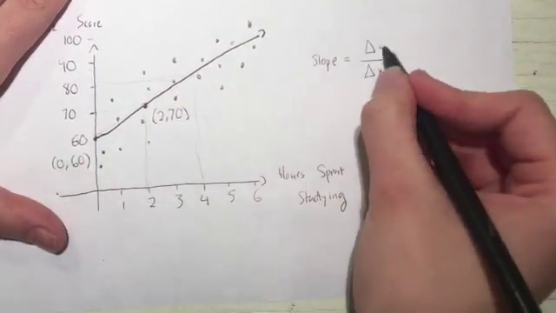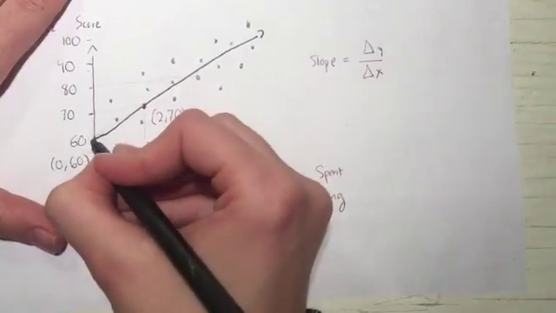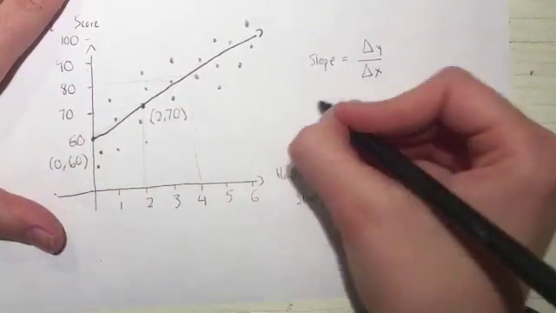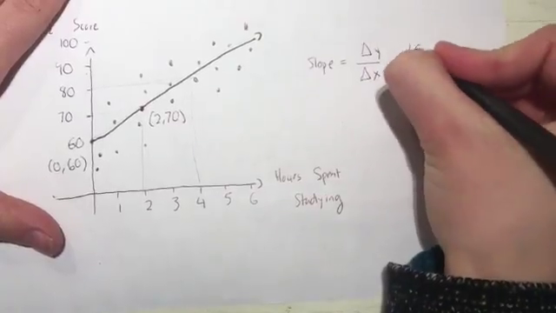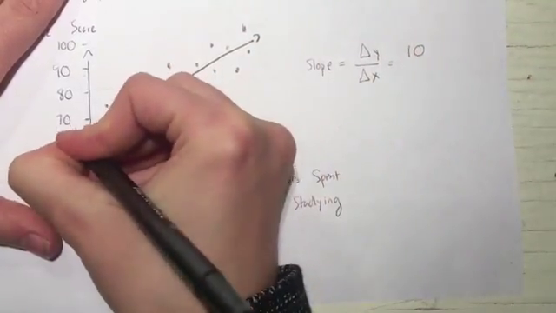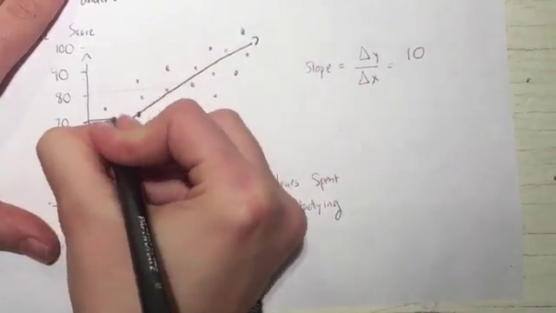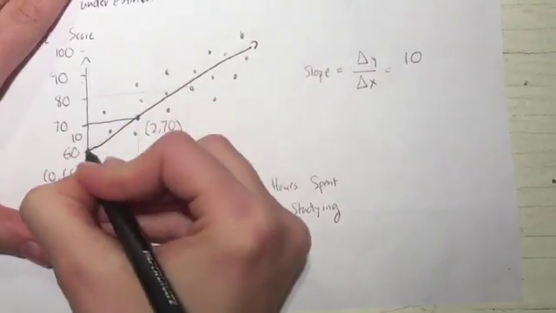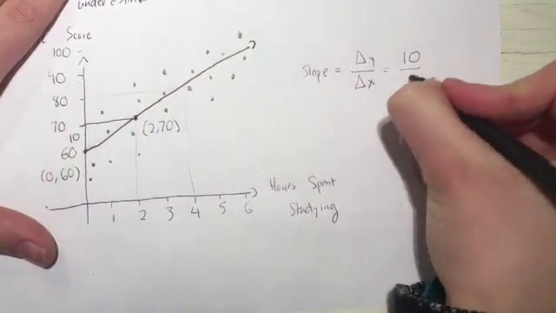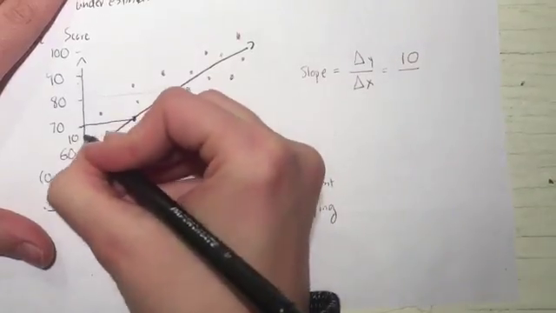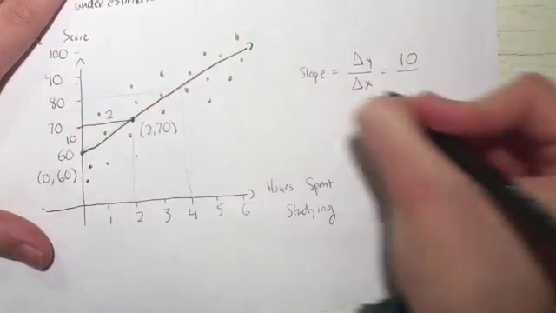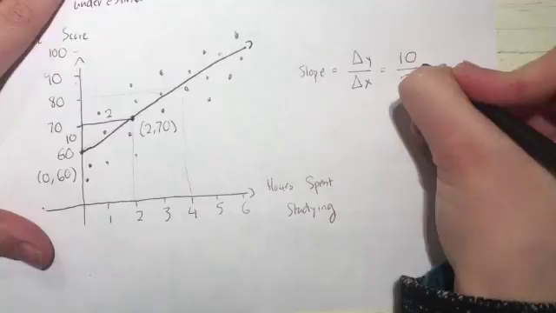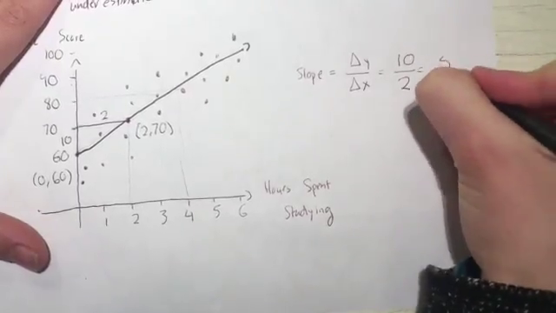So first, the change in y is how much we move up. Well, to get from 60 to 70, we move up 10, so that's our change in y. 10 up, and 2 over to get from 0 to 2. So our change in y was 10, and our change in x was 2. 10 divided by 2 is 5.